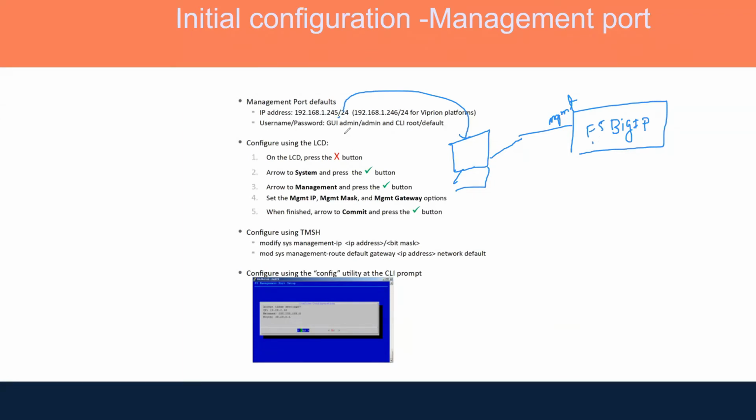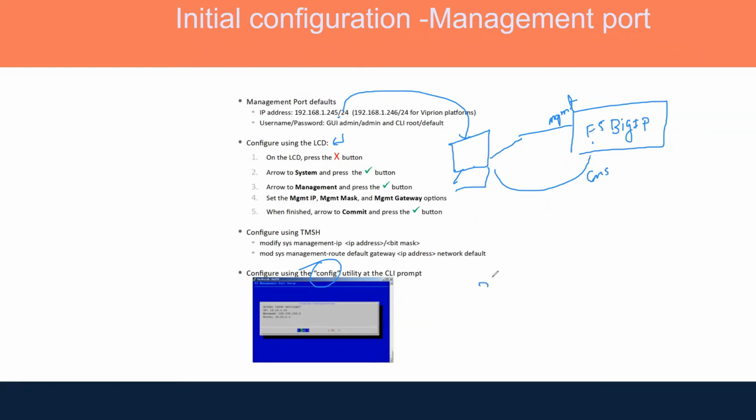Else, you can access the device physically. You can use the LCD panel. You can go to System, then Management, and from there you can change the IP address. Or you can connect to your device using the console port, run the command config utility, and change the IP address.